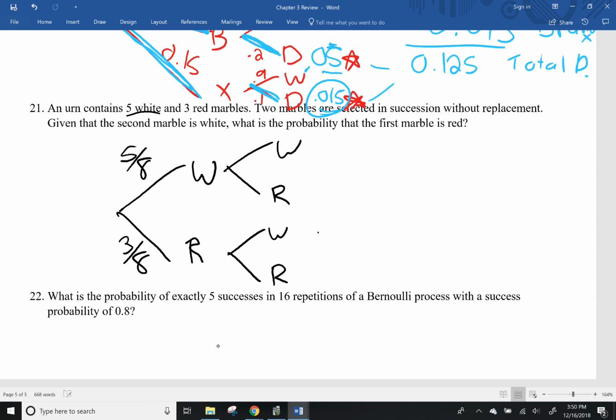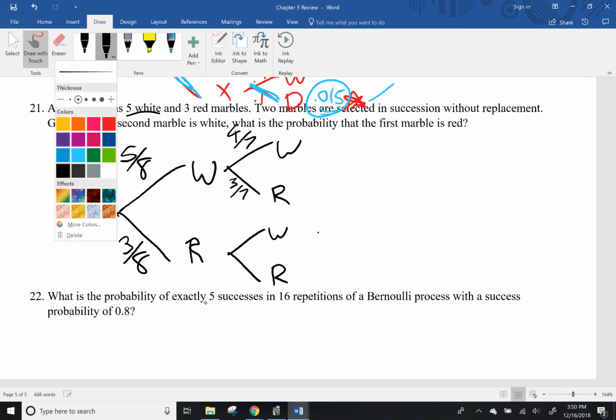Now if I assume I chose a white one the first time, then there's a 4 out of 7 chance I choose white the second time. Because if I picked white the first time, then there's only 4 white remaining, and there's only 7 marbles remaining. So 4 out of 7. And that leaves 3 out of 7 for the red. Because again, if I chose white the first time, there would still be 3 red marbles, and there would be 7 left in total. So let me try to make a clearer picture for you.